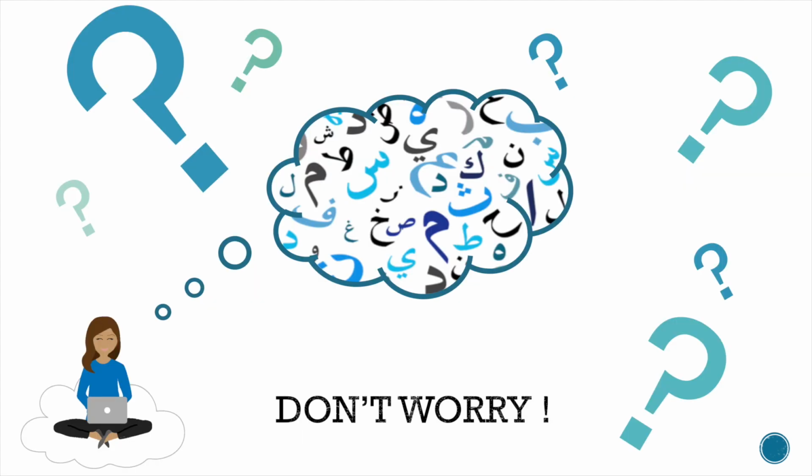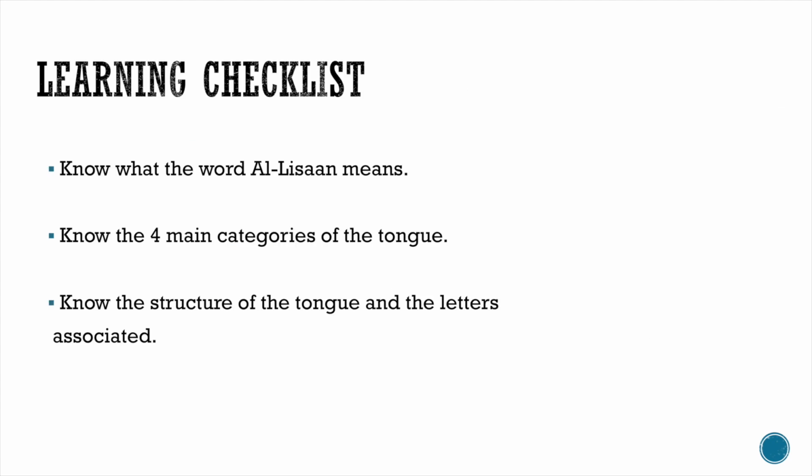Don't worry. It's okay if you can't remember all the terminologies just yet. But what is important is to pronounce the letters correctly. So keep practicing the makharij of the letters correctly. So what have we learnt from this lesson? We know what the word al-lisan means. We know the 4 main categories of the tongue. We know the structure of the tongue and the letters associated.